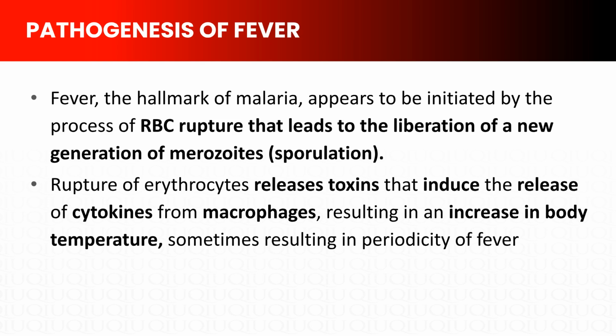These cytokines act on the hypothalamus to increase body temperature. The synchronized rupture of infected cells at regular intervals explains the periodicity of fever every 48 or 72 hours, depending on the species. This periodic fever pattern is a distinctive feature of malaria.